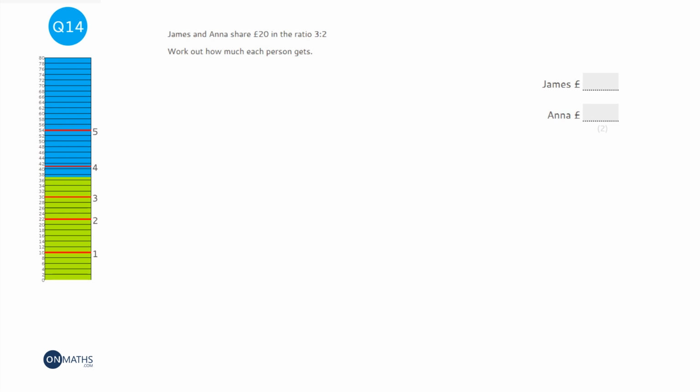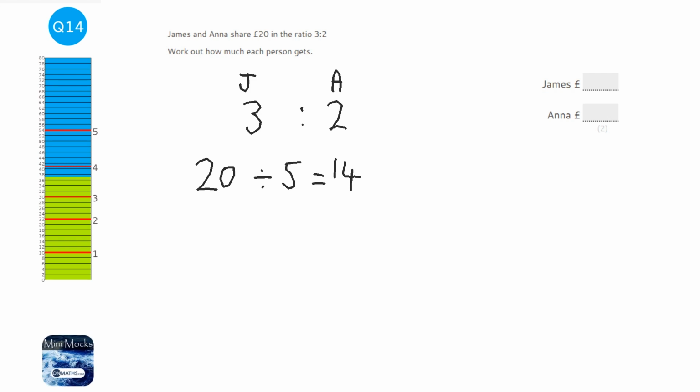Okay, so in this question, James and Anna share £20 in the ratio of 3 to 2. So James gets 3 for every £2 that Anna gets. If you think about this as piles of money, James gets 3 of these piles of money and Anna gets 2 of the piles of money. So how many piles are there in total? Well, what we do is we do £20 divided by the amount of piles that we want. We want 5 piles. So that's 4. So each pile is going to have £4 in it.